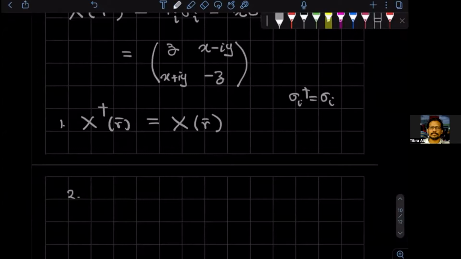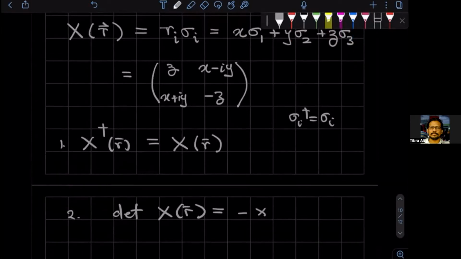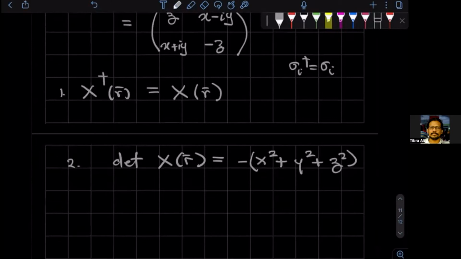Number two is that if I look at the determinant of X of R, what do I get? I get minus, within brackets, X squared plus Y squared plus Z squared. In other words, the determinant of X gives me the minus mod squared of the vector R. Okay, is this clear? Yes, sir.